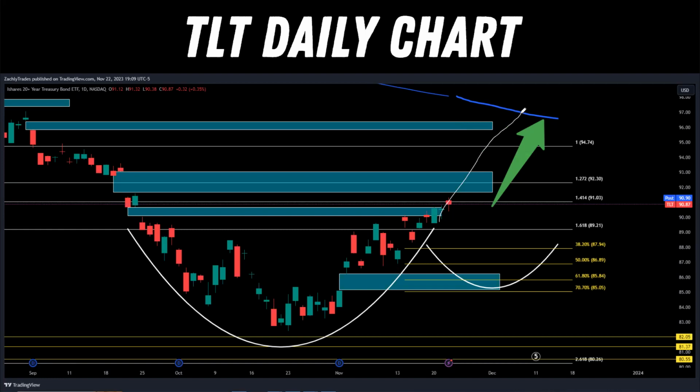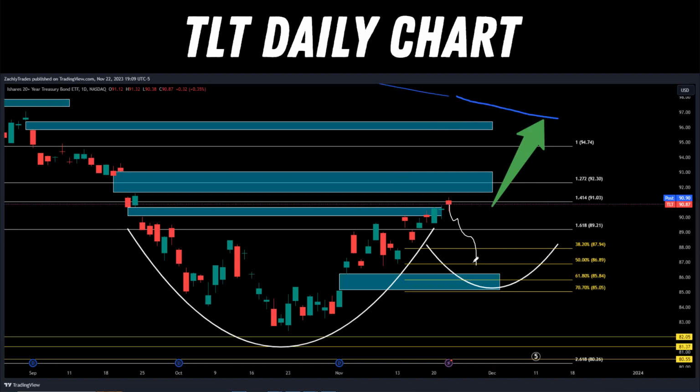And oftentimes institutions look at the 200-day moving average to determine whether they are long or short something. If something is below the 200-day moving average, oftentimes they'll be short. If it's above the 200-day moving average, oftentimes they'll be long. So the big question, if we do come up to that 96 area, is will we reject the 200-day moving average and come back down, or will we be able to reclaim it as support and start trading above there? Okay, so that's a little bit more of the bullish scenario.